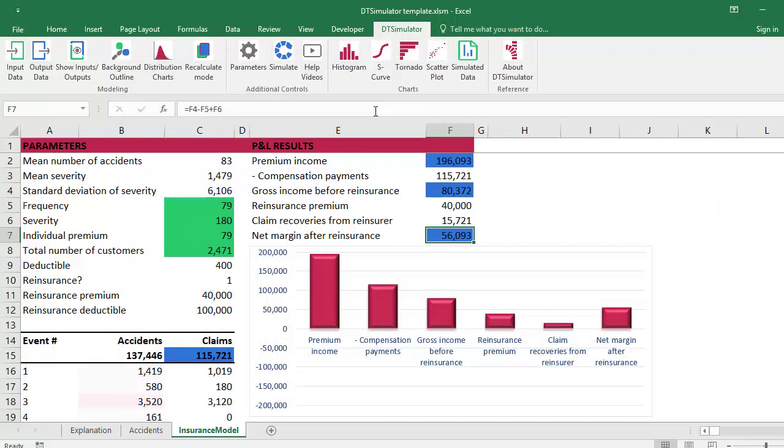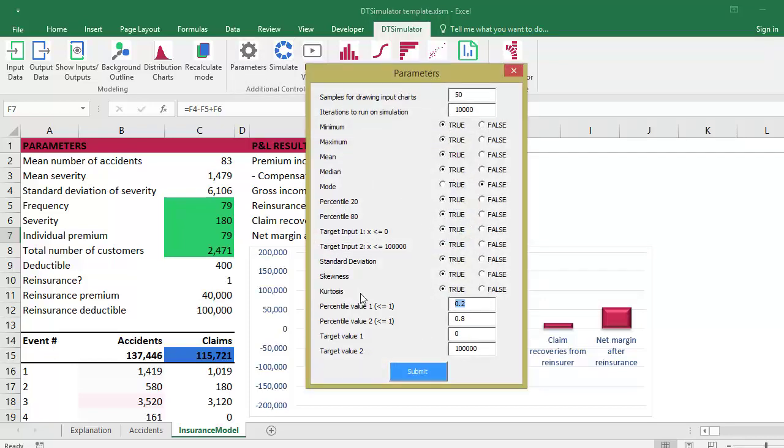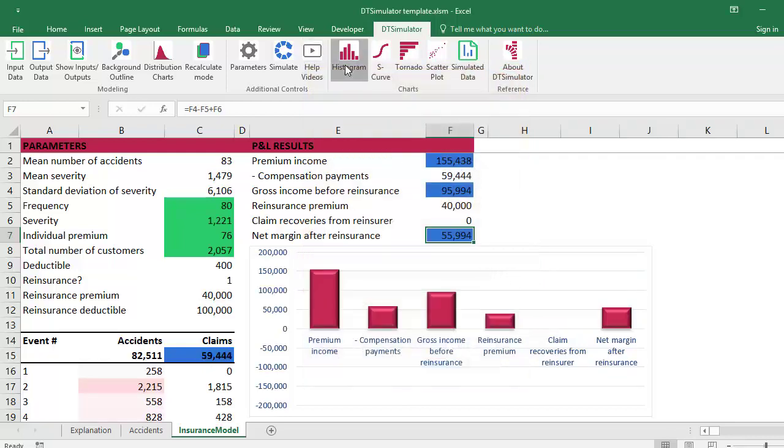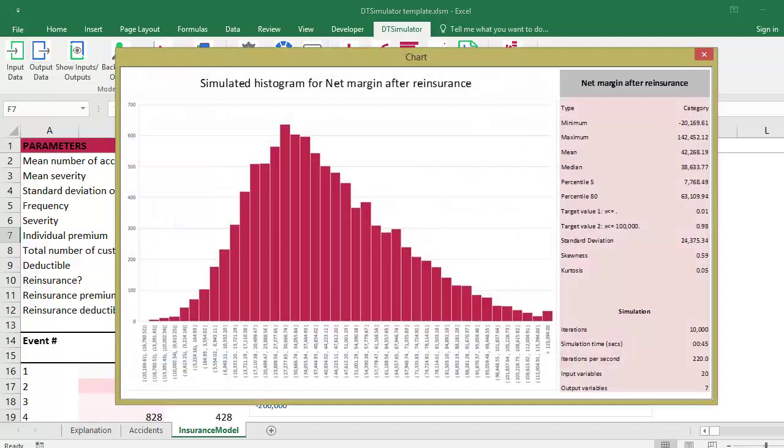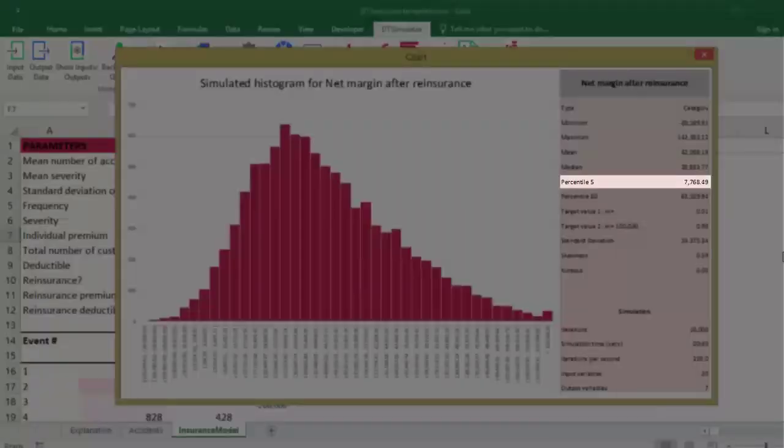Another way to put it is to compare extreme percentiles. In this case, since we're talking about losses, consider percentile 5. 38. On parameters, change percentile value 1 to 0.05. When submitted, you will now be able to go to the histogram chart for cell F7, net margin after reinsurance, and observe respectively its P5 as opposed to its P20 it had before. The histogram will now display itself as follows. Remember that this last simulated position was without considering reinsurance. In this case, percentile 5 now shows a value of approximately $18,000 of losses.